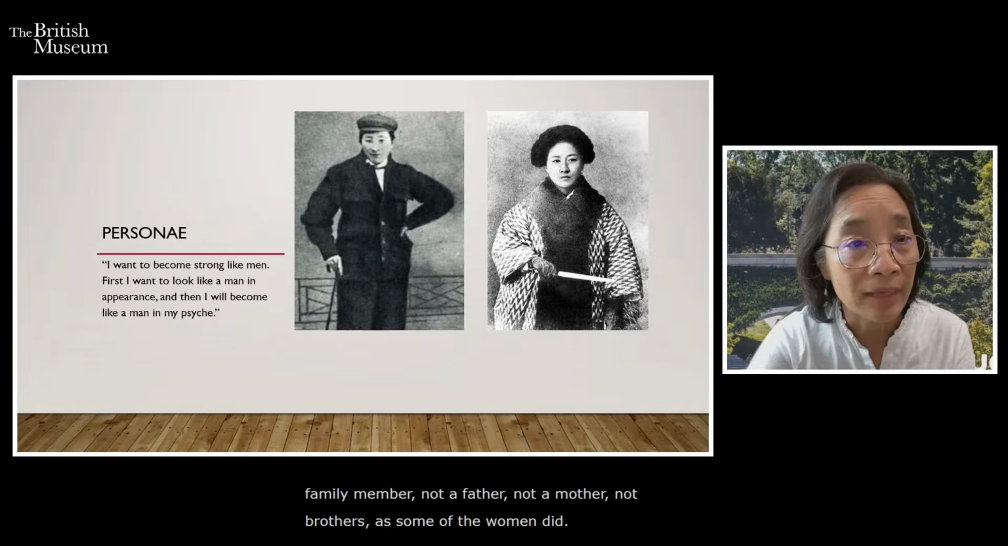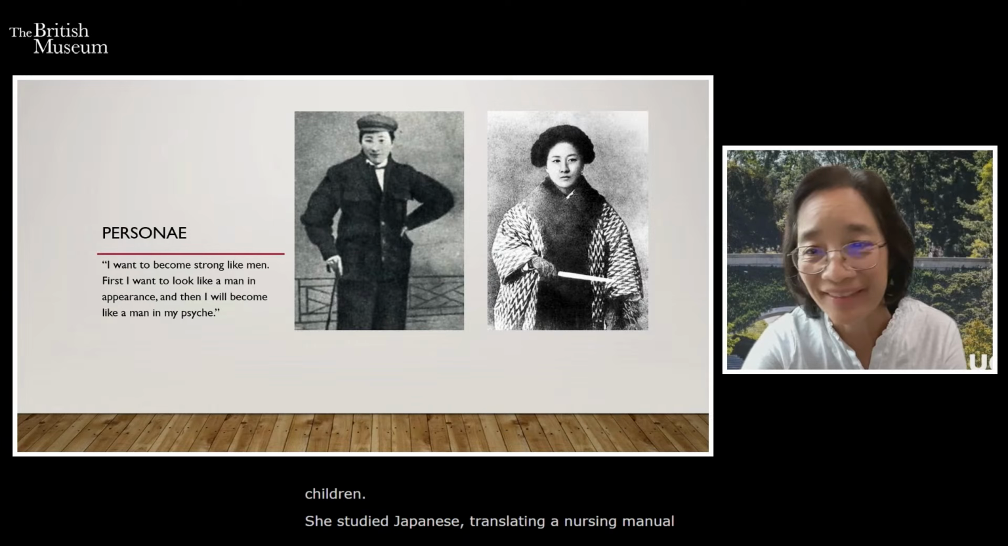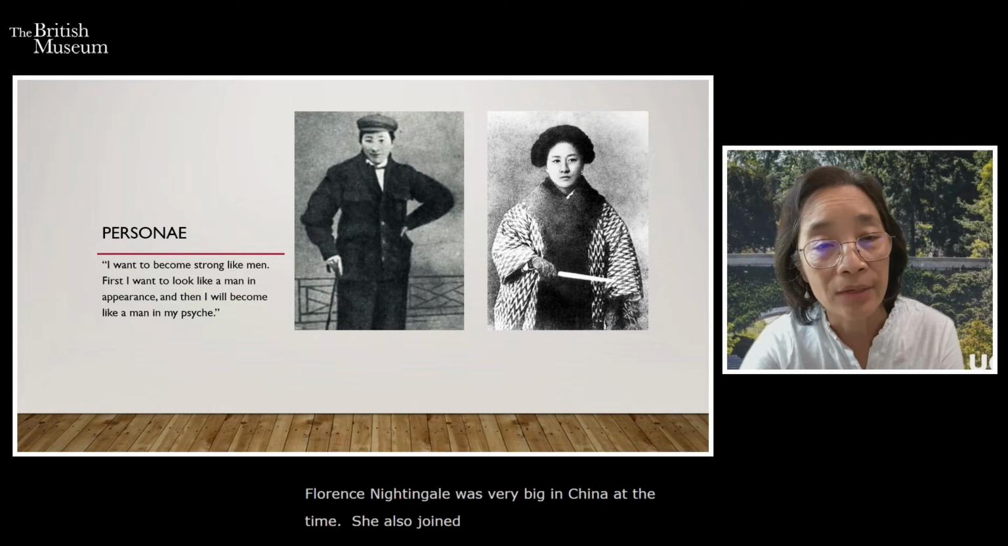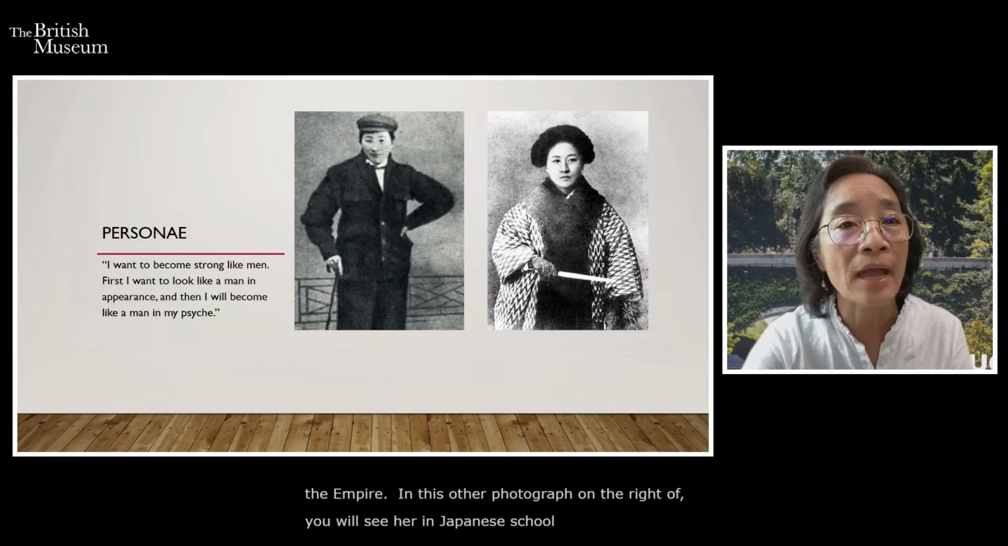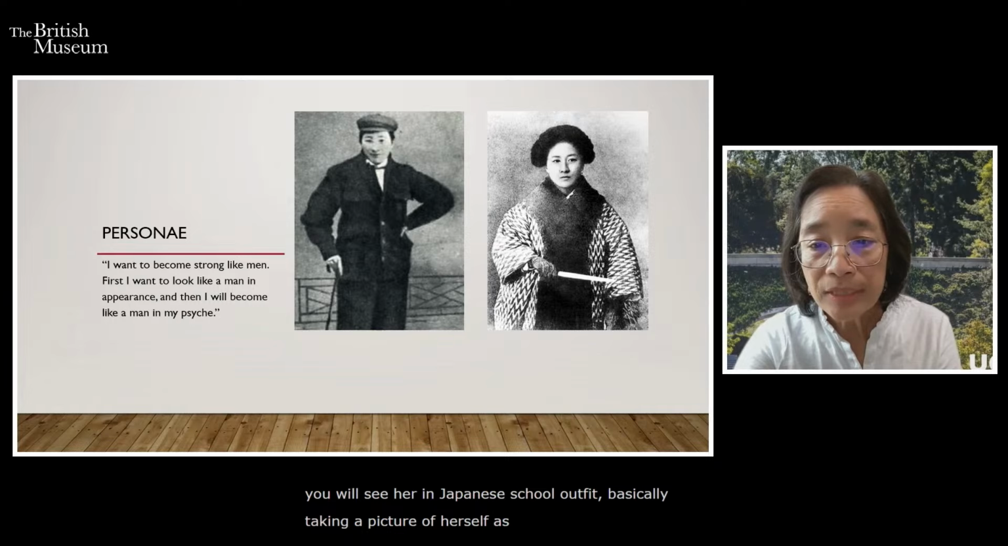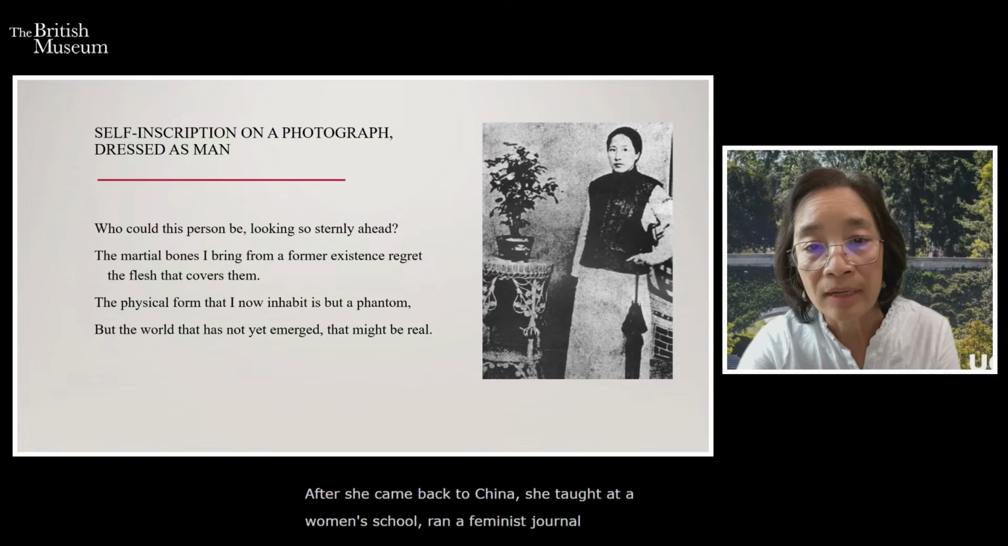She studied Japanese, translated a nursing manual. Florence Nightingale was very big in China at the time. She also joined secret societies to overthrow the empire. In this other photograph on the right, you see her in a Japanese school outfit, basically taking a picture of herself as an anarchist assassin. After she came back to China, she taught at a women's school, ran a feminist journal, was involved in organizing military uprising against the Qing Empire.